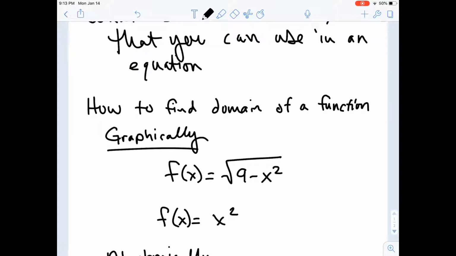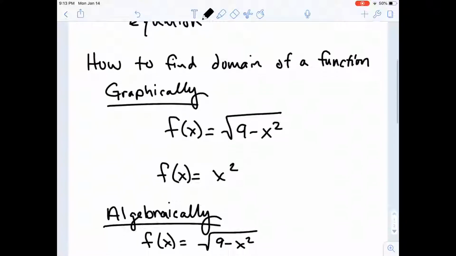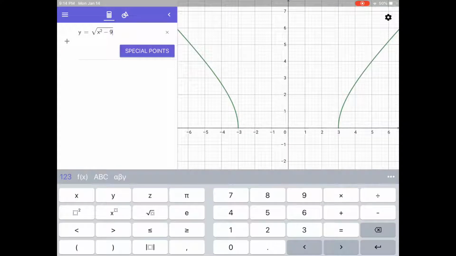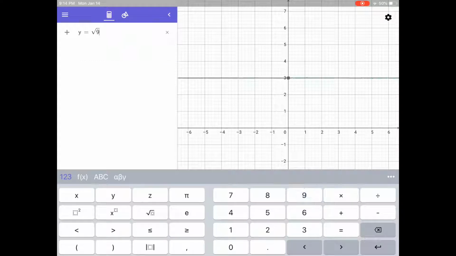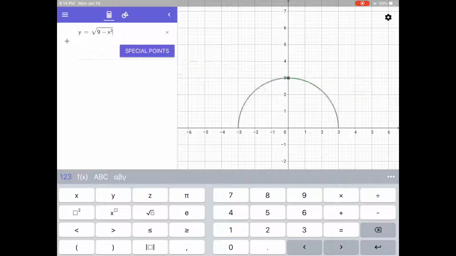Right, so our first question is how to find the domain of a function. Our equation is f of x, or y, equals the square root of 9 minus x squared. I'm going to solve this graphically, meaning I'm going to use a graphing calculator to show you what it looks like and what you're looking for. Let me jump over to a graphing calculator real quick and clear that. So y equals the square root of 9 minus x squared, right?